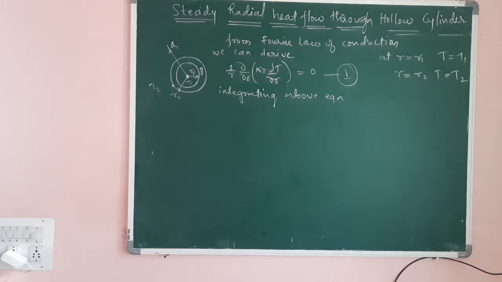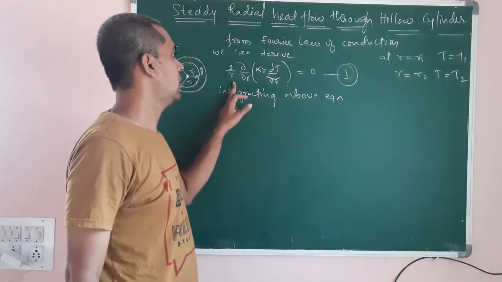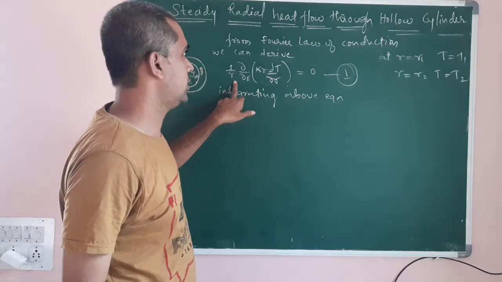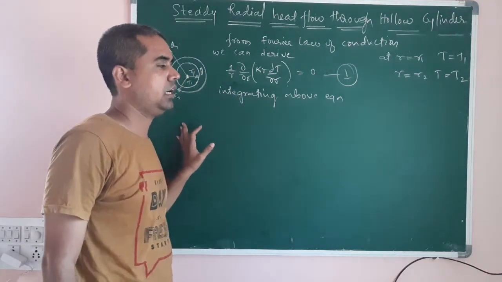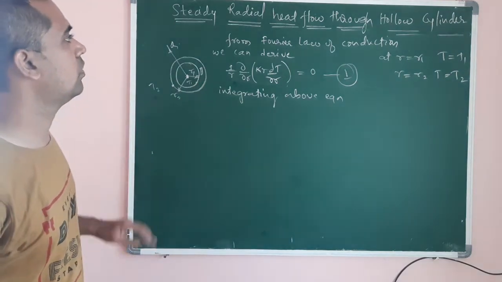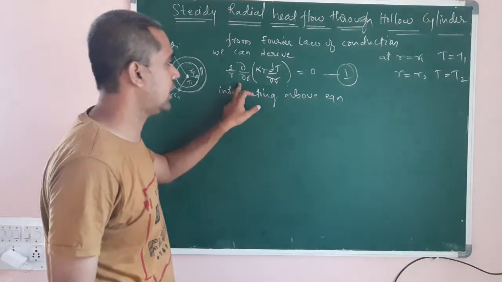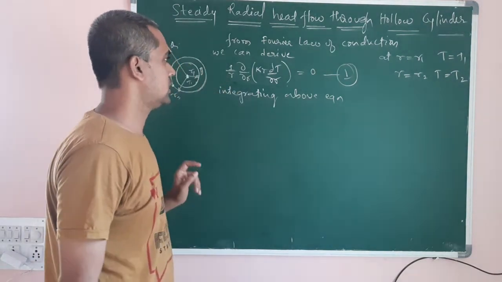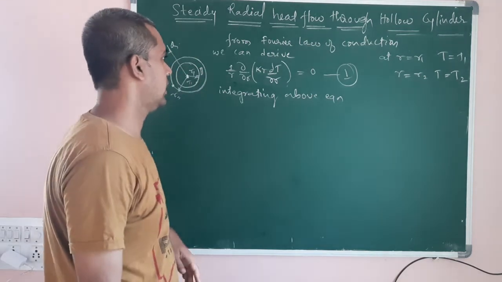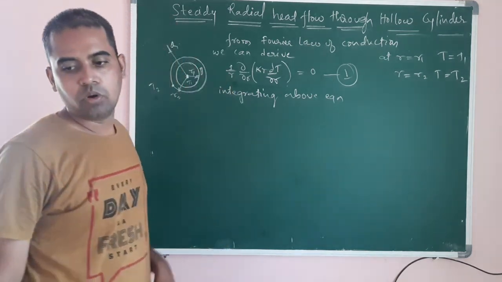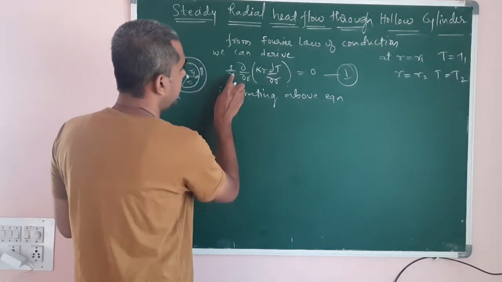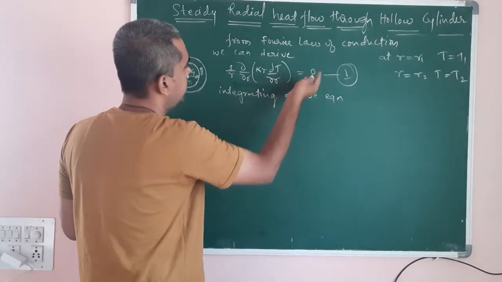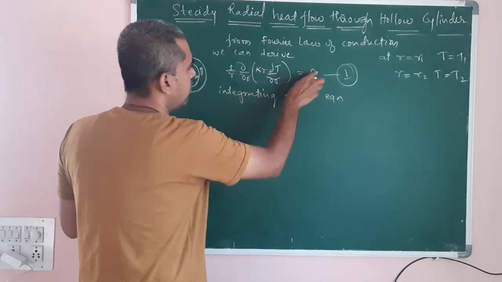Now this is the heat transfer equation in radial coordinates. We can derive this, but it is not necessary. Therefore, I have taken it directly. If I integrate this, what will happen? If I multiply here, it will be 0. Therefore, r will become 0.